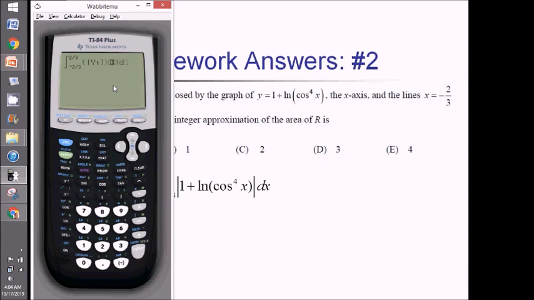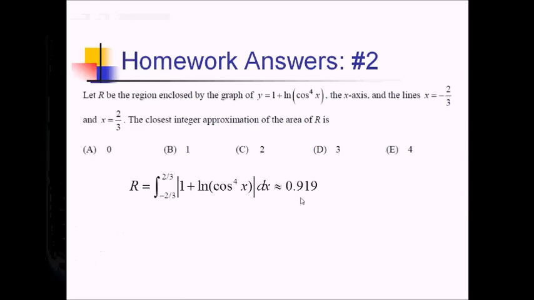dx, and let's see, the x goes over here. There we go. Pressing enter, we end up with about 0.919. And the closest integer to that is going to be B, 1.